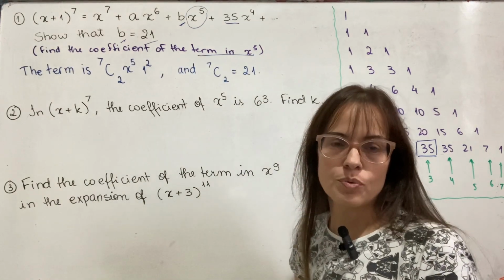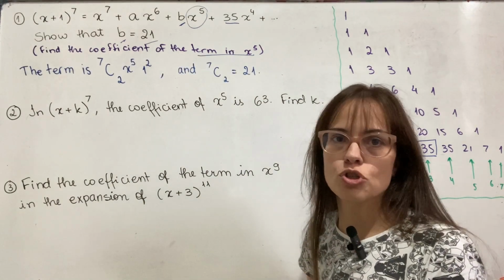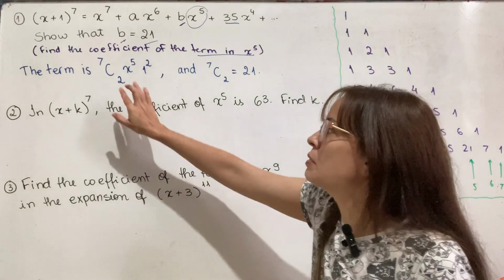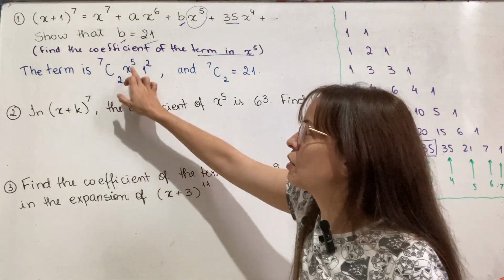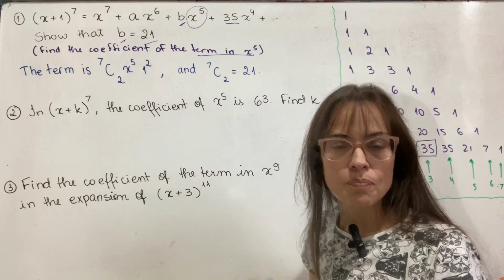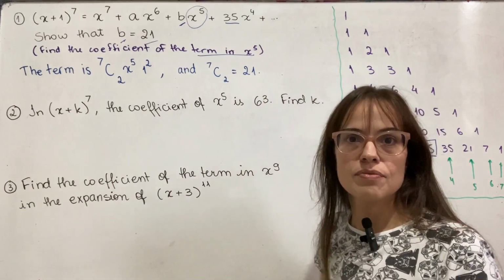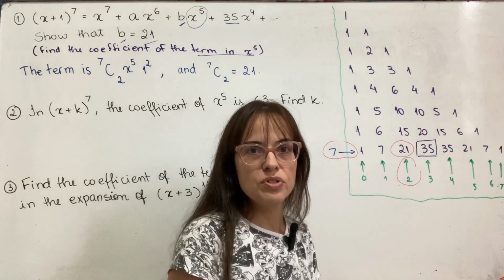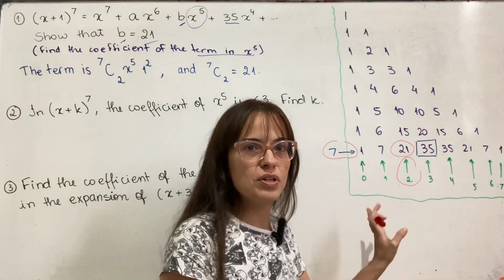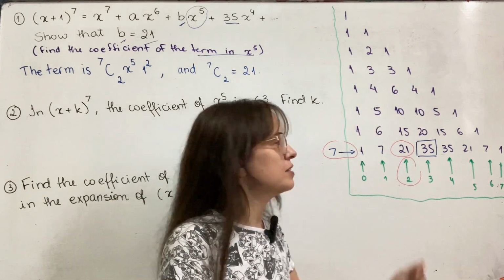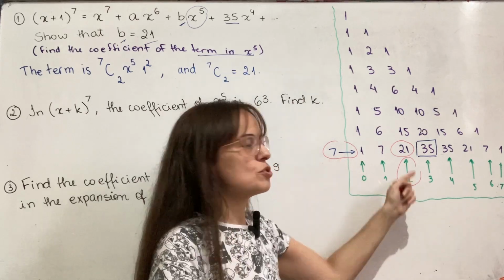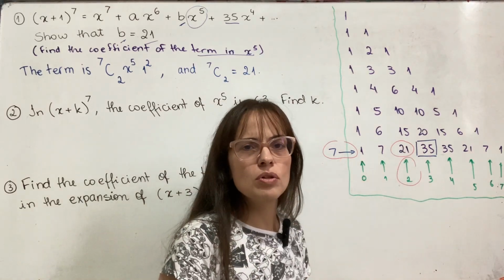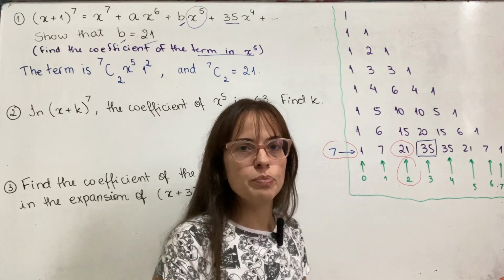So I guess that I would write something like this. I would make sure to mention the general term, 7 choose 2, x to the power of 5, 1 to the power of 2, and then show that I know that 7 choose 2 is 21. One of the ways that you can show on a test that 7 choose 2 is 21 is actually by writing this and then marking the 7, the 2, and the 21. It's not the only way. I'll talk more about it in a little bit.